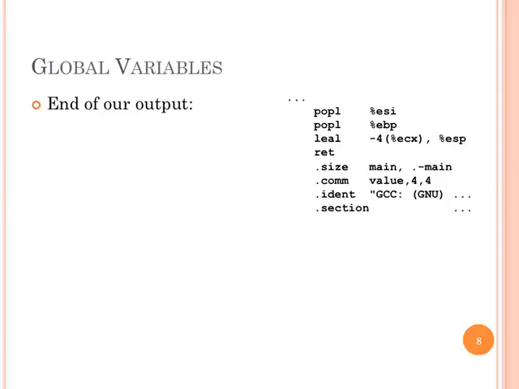Let's see, global variables. So this is at the end of the output, and you'll notice it has various things like .ident, who generated this function, and so forth. And we have this .comm thing.